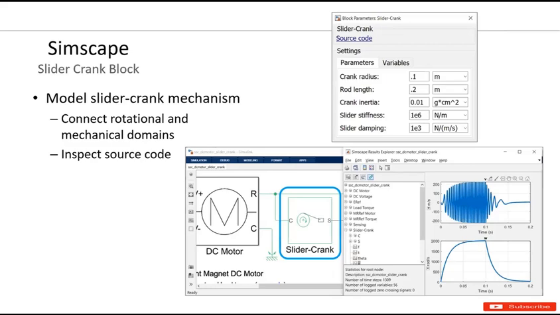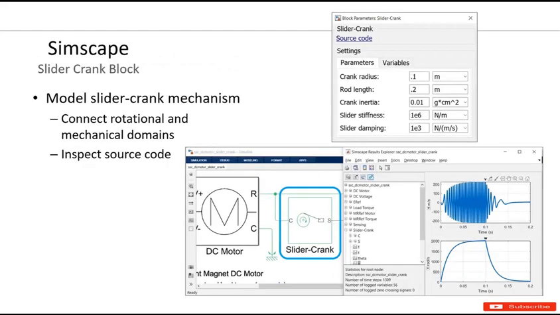This is an example of a slider crank mechanism, and you have the block for the slider crank directly, as you can see. Using this you don't have to know the underlying equation, you can directly use it and change the parameters like the crank radius, the length, the inertia and so on. So you can just use these blocks directly and change the values accordingly.